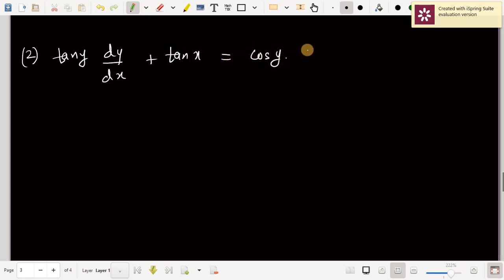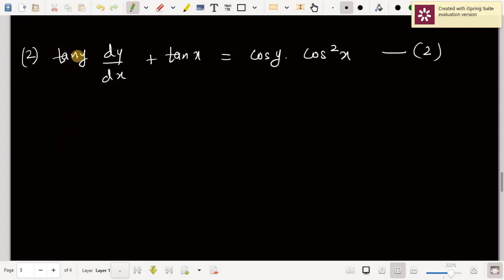Now let me take one more example which is slightly different from Bernoulli form, but we can adapt an idea of Bernoulli form to solve the same equation. tan y dy by dx plus tan x is equal to cos y into cos square x. This is not a Bernoulli equation as it is not in the prescribed form, but we can adapt an idea of solving a Bernoulli equation to solve this.